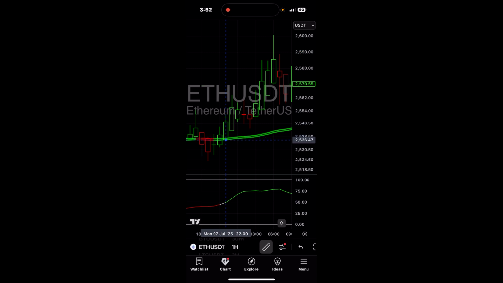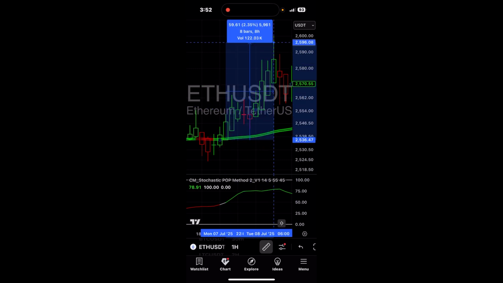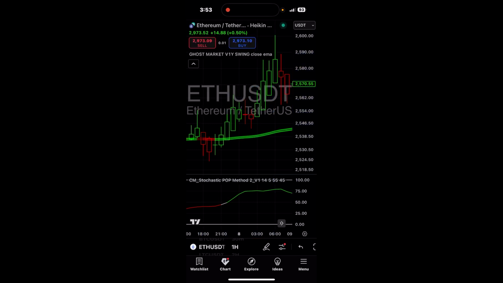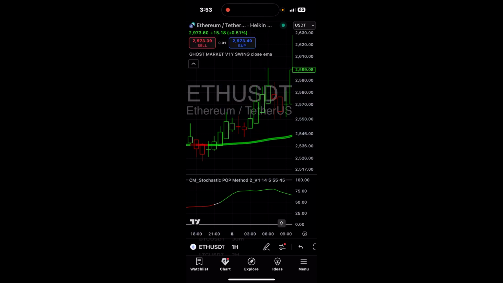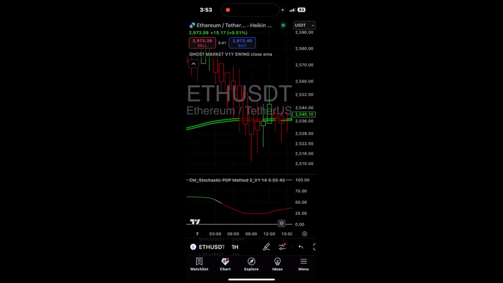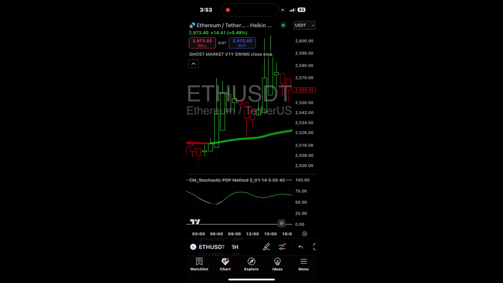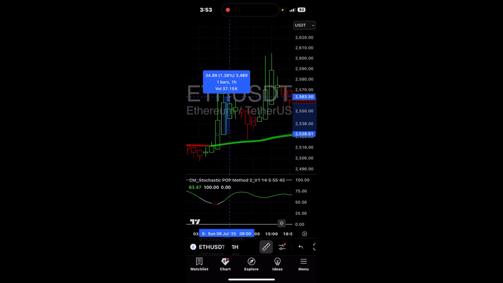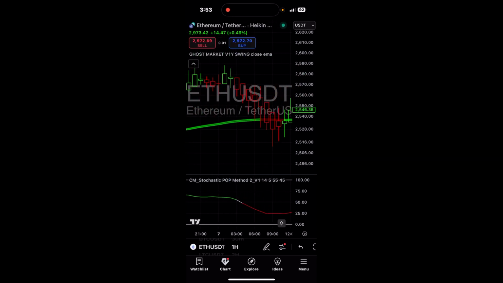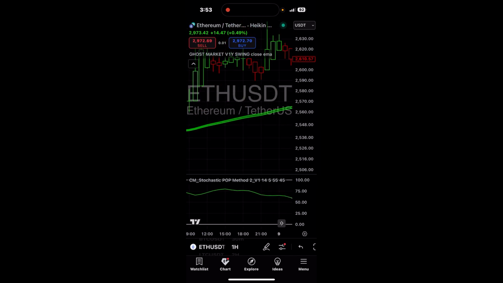Okay, so let's enter right here where we see a break with the stochastic. We enter right here, and if we rode this out to the top, this would be a $65 move at a 100x. And if you managed to have a 10x of this, you would have made about $638 right there. Let's look at a couple other examples. So we see if we entered right here, this candle here, this is about a $34 move.